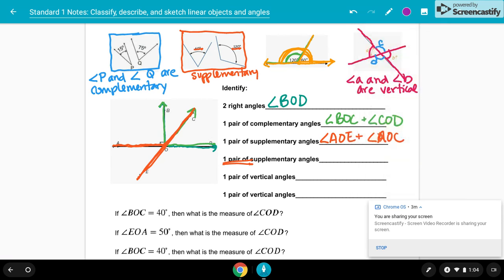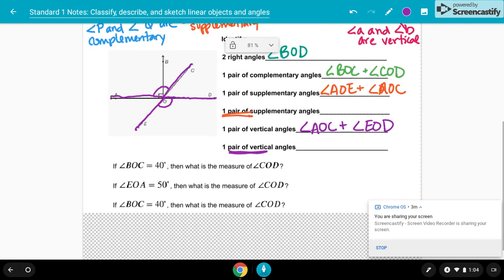A pair of vertical angles. Let's see if I can do that. So there are two sets of vertical angles here. One that I see is EOD. That angle is vertical to this angle, AOC. Angle AOC and angle EOD. So you get to find another pair of vertical angles and check that out.